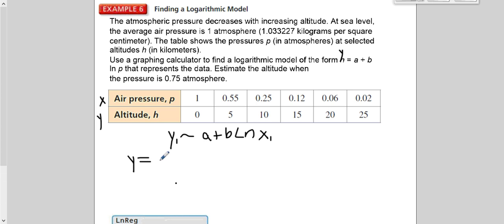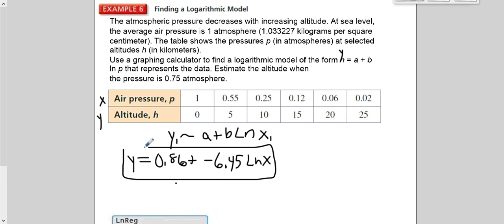Y equals 0.86 plus negative, I could have written minus, 6.45 times the natural log of X. So this is our equation. That is 0.86 minus 6.45 times the natural log of X, which gives us the relationship between the air pressure and the altitude. So we've got the logarithmic model.